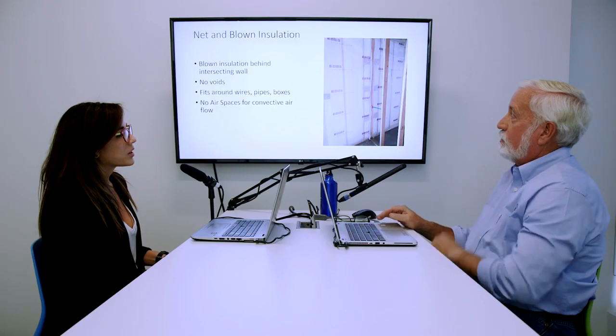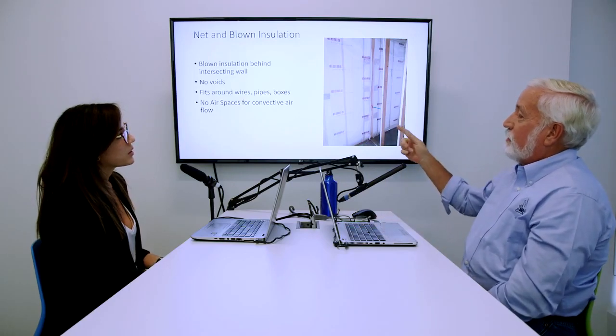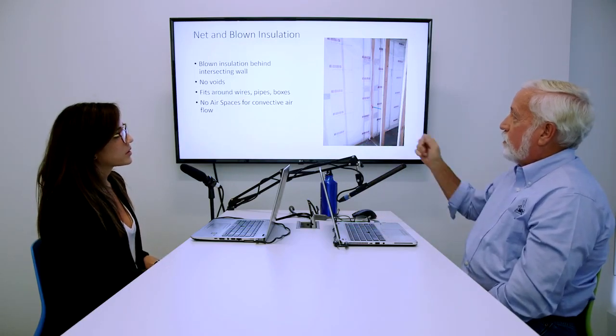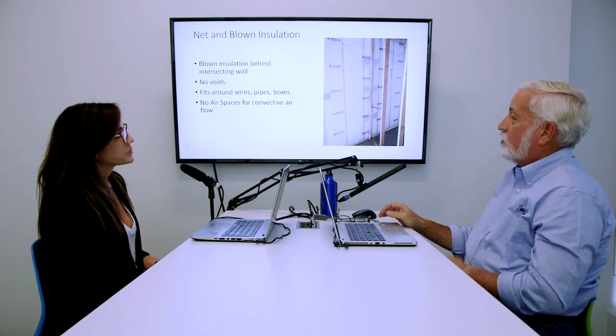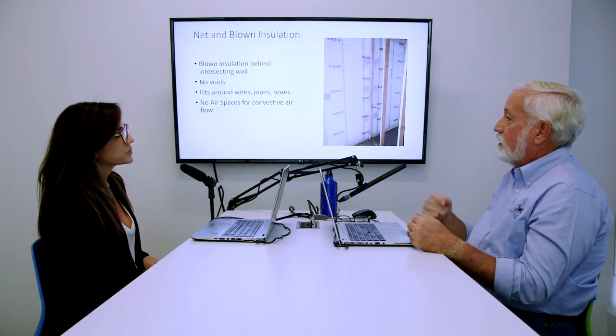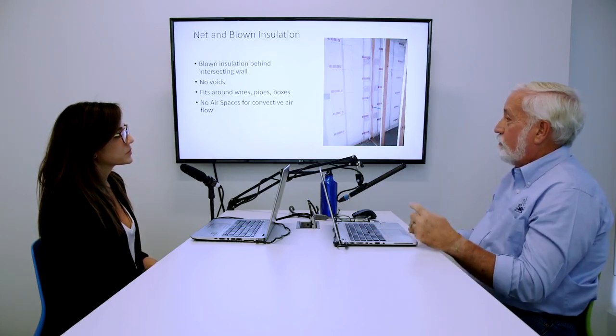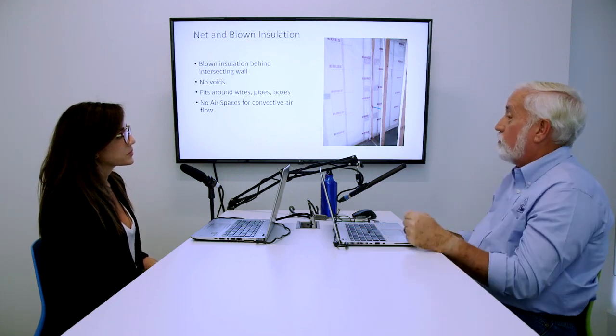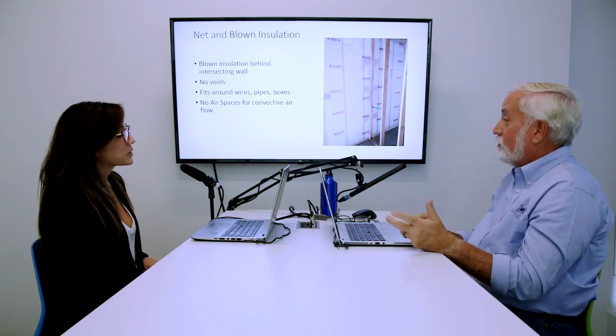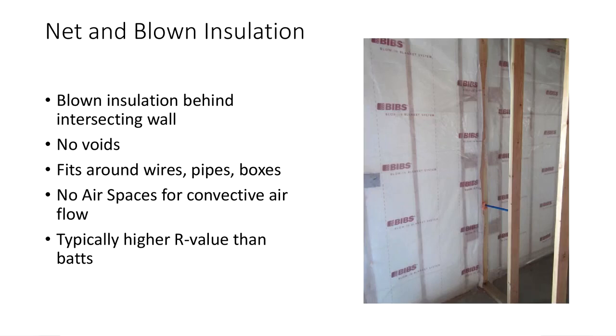And the R value, the very best you can get in a batt in a 2x6 wall, and I believe this was a 2x6 wall, the very best that you can get is about R21. With some of these blown materials, you can get R24. Oh, wow. So you get more R value across the board when you use net and blow over batt.